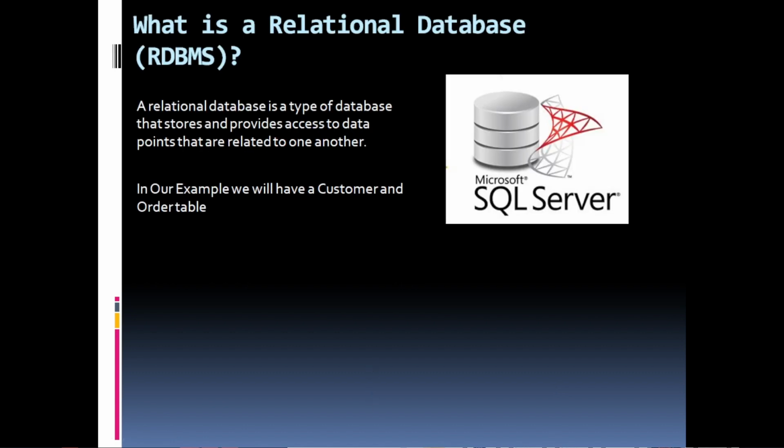And basically what we're going to be using is called a relational database in SQL Server. A relational database is a type of database that stores and provides access to data points that are related to one another. In our example, we're going to create two simple tables, a customer and an order table.